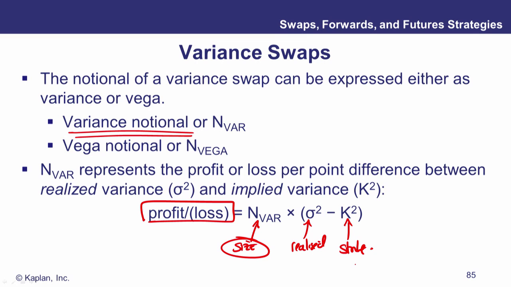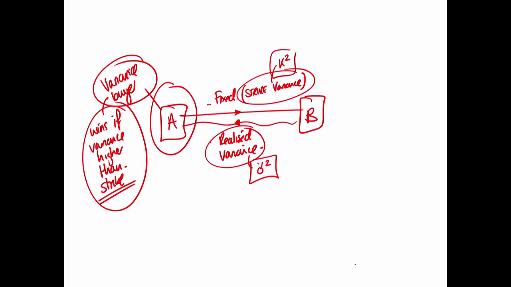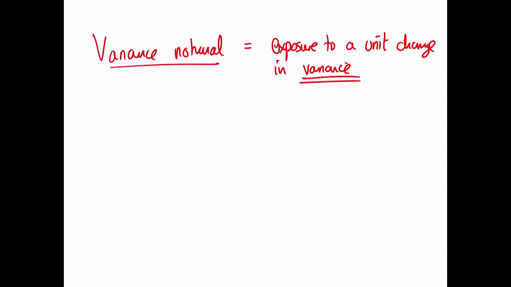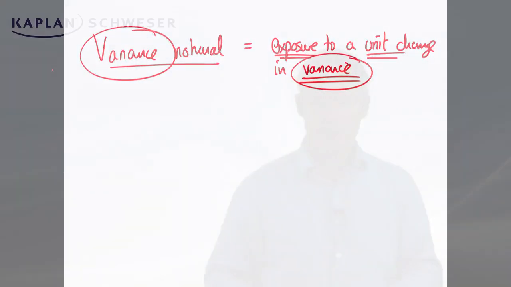Now, if you think about it, this variance notional, as we've already said, is really your exposure through the swap to a unit change in variance. But that's not how markets tend to think about dispersion, right? Markets tend to think in terms of volatility. Markets tend to think in terms of your exposure to changes in volatility, not changes in variance. So this is an unusual instrument, focusing on variance. More often, markets will be more interested in what is your exposure to a unit change in volatility.